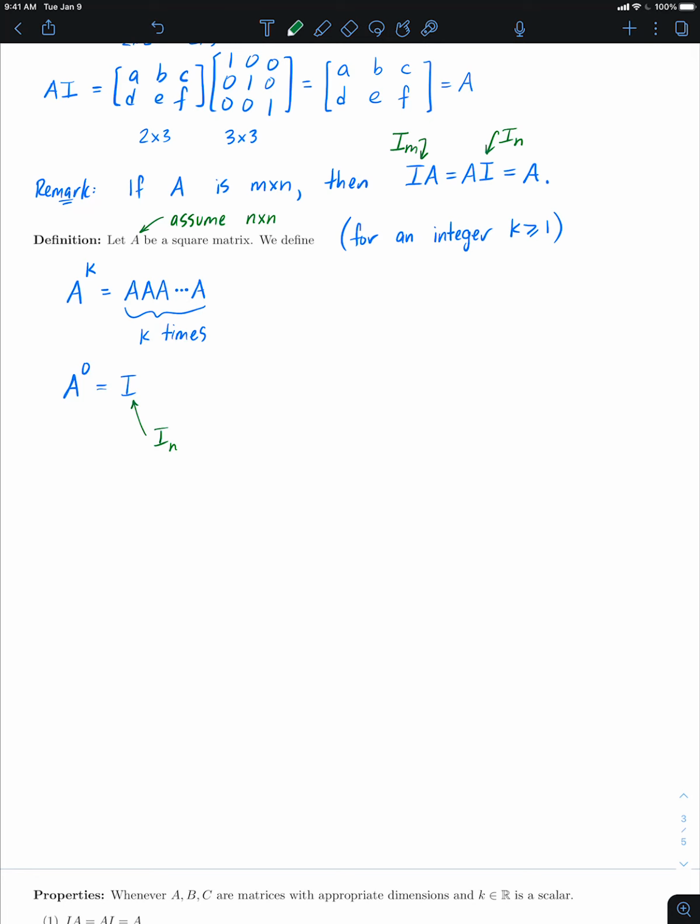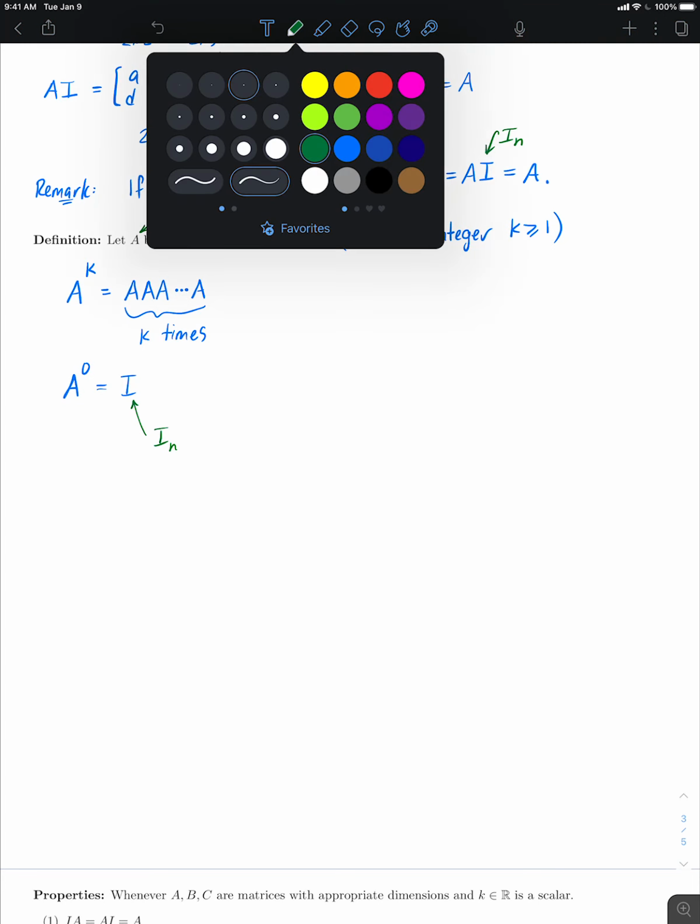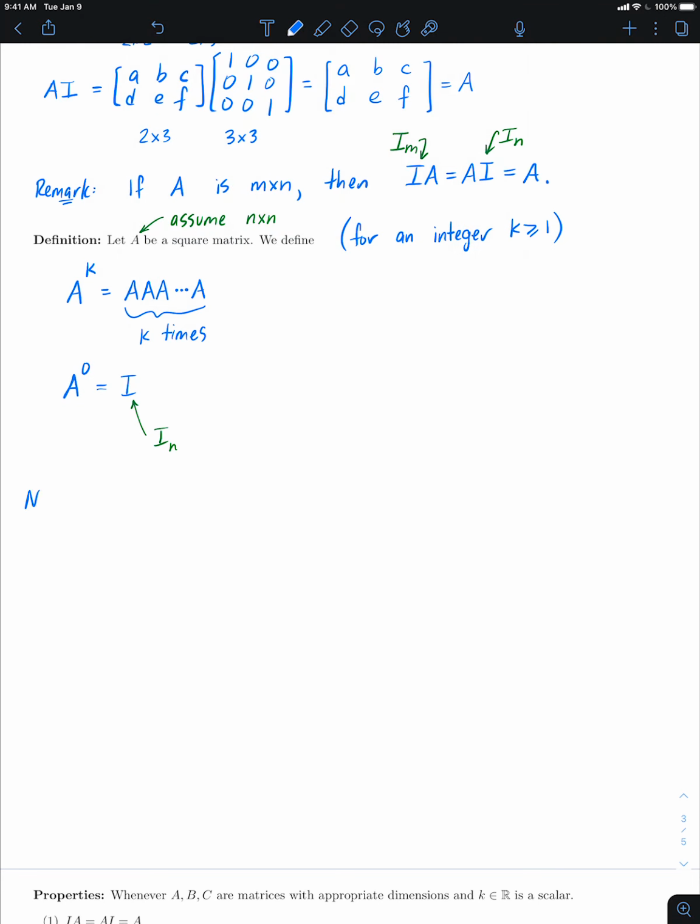Now, if A is not a square matrix, you can't do this. And why is that the case? Let's first write this down. And while I'm writing this note down, think about why that's the case. Why is it that we need to assume that A is a square matrix? So I'm going to say if A is not square, this doesn't work. Why is that the case?